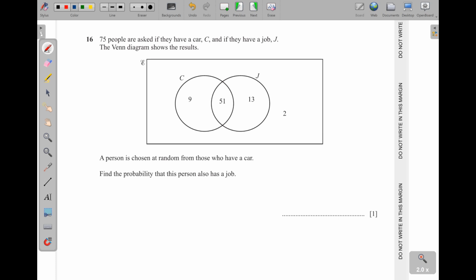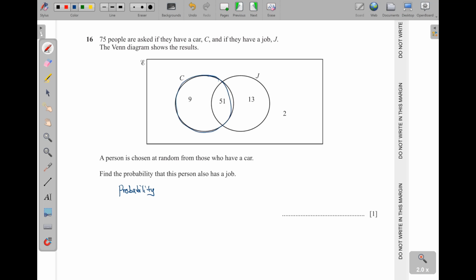Question 16. 75 people are asked if they have a car and if they have a job. The Venn diagram shows the results. A person is chosen at random from those who have a car. Find the probability that this person also has a job. So the probability we are looking for is for a person chosen at random from those who have a car. So we are choosing from here. This is our sample space.